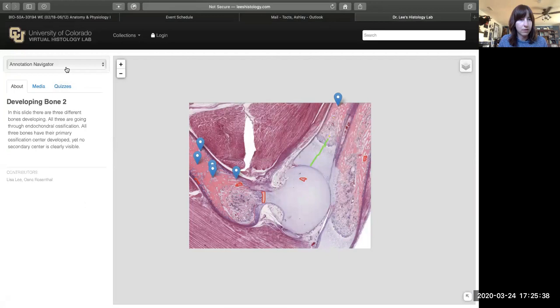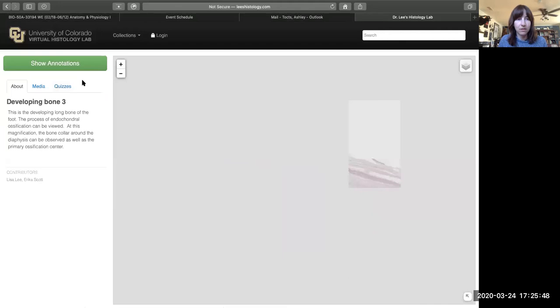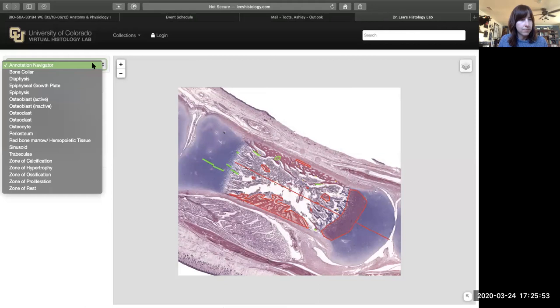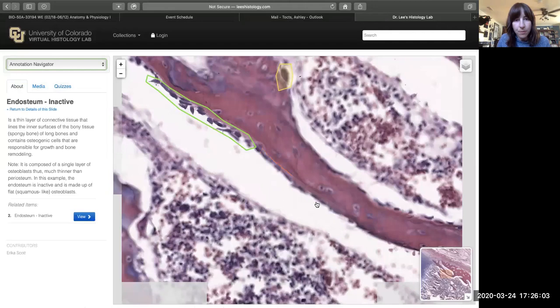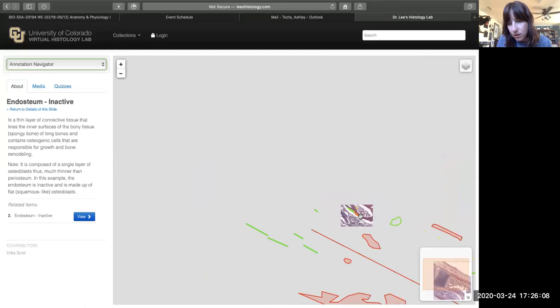Osteoblasts and osteocytes, bone cells. We want to look at cartilage cells. So let's see if we got cartilage cells here. Okay. So, oh God. There's like too much going on here.